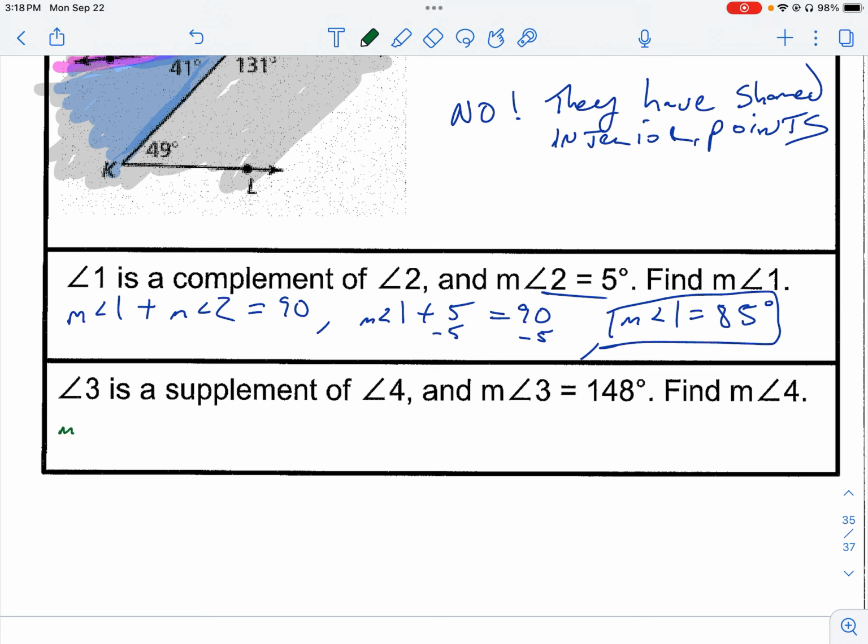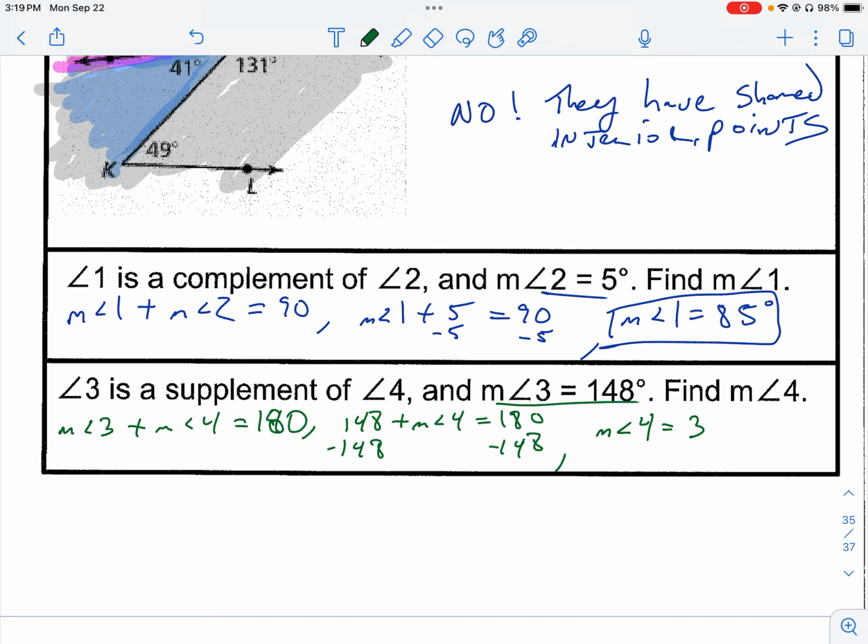Then we got a supplement here. So the measure of angle 3 plus the measure of angle 4 equals 180 degrees because they're supplements. And 3 is 148, so we can substitute that in. So then we get the measure of angle 4, and it's all by itself. Then we get the measure of angle 4 equals 32 degrees. And remember, the measure of an angle is a number. If we just have angle, it's a thing. So measures add up to 180. Angles that are supplements are two angles whose measures add up to 180 degrees.